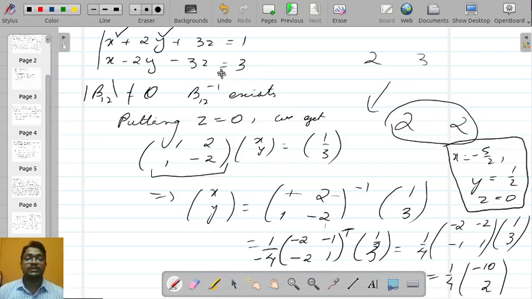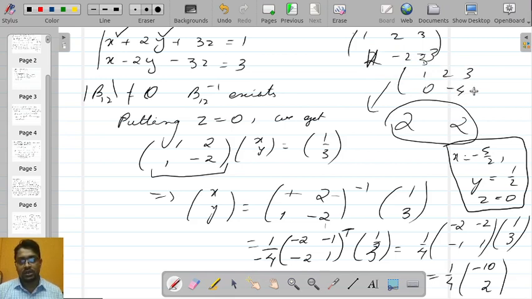Of course, does this system have infinitely many solutions or not? Let us check. Here the rows are 1 2 3 and 1 minus 2 minus 3. If we subtract, we get 1 2 3, 0 minus 4 minus 6. So here the rank is 2, which is less than the number of unknowns. So here also the system will have infinitely many solutions.